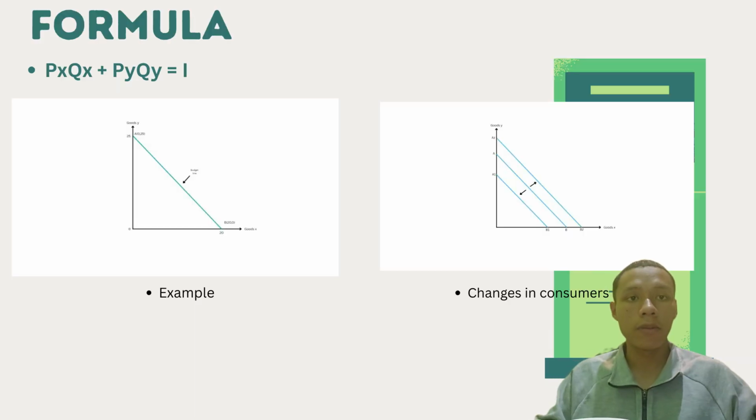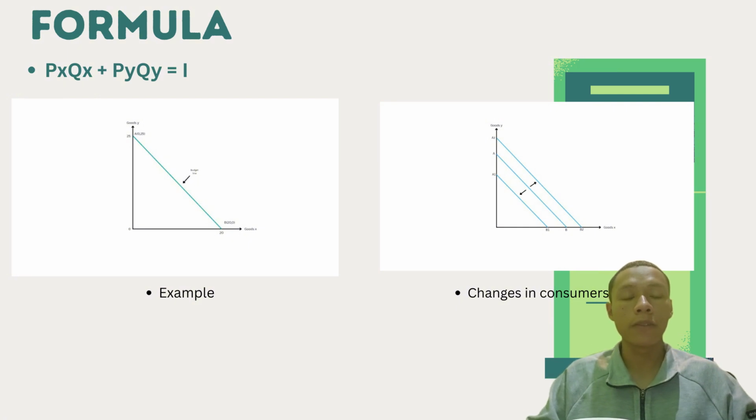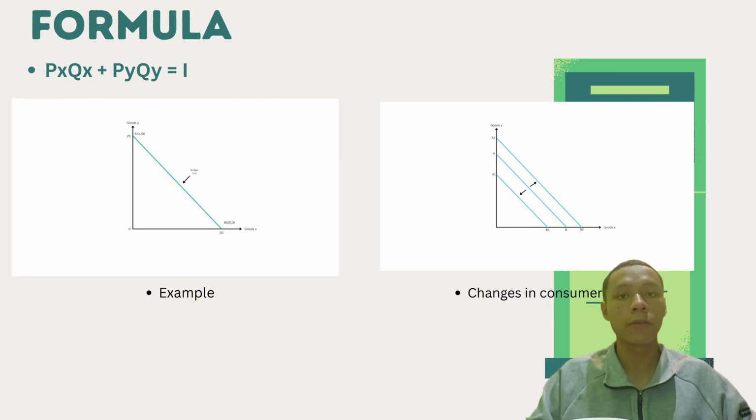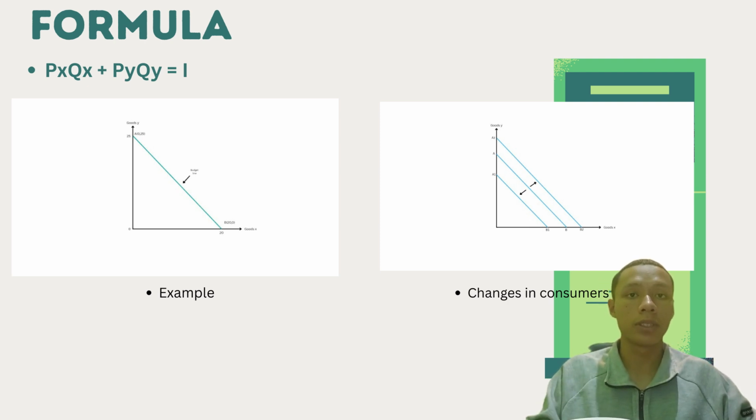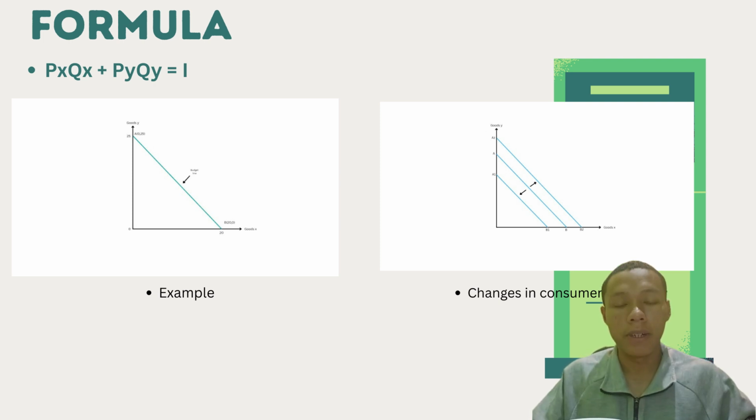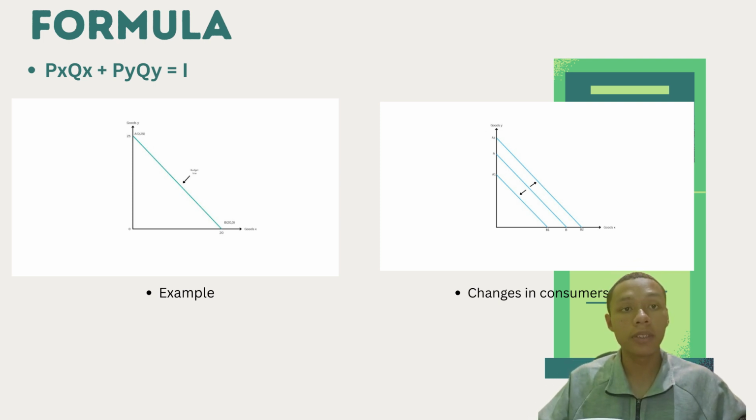For the budget line formula, we have price of good X times quantity of good X plus price of good Y times quantity of good Y equals consumer monetary income. This is a budget line graph example. In this graph, the y-axis shows the highest number of Y goods you can buy, and the x-axis shows the highest number of X goods you can buy.